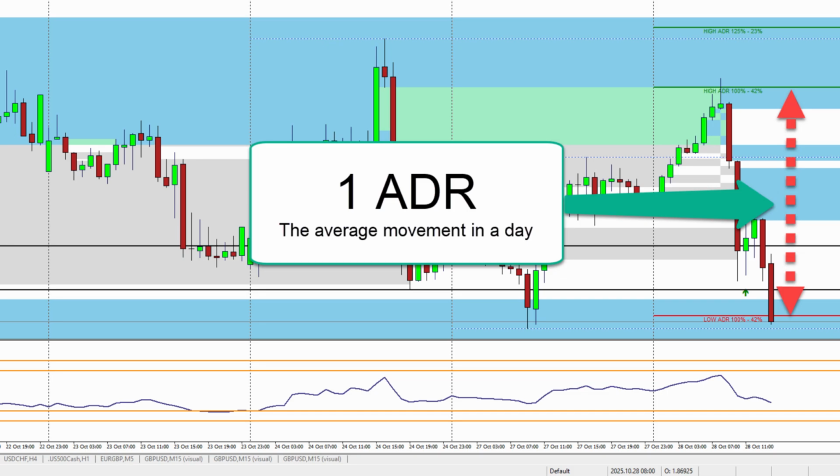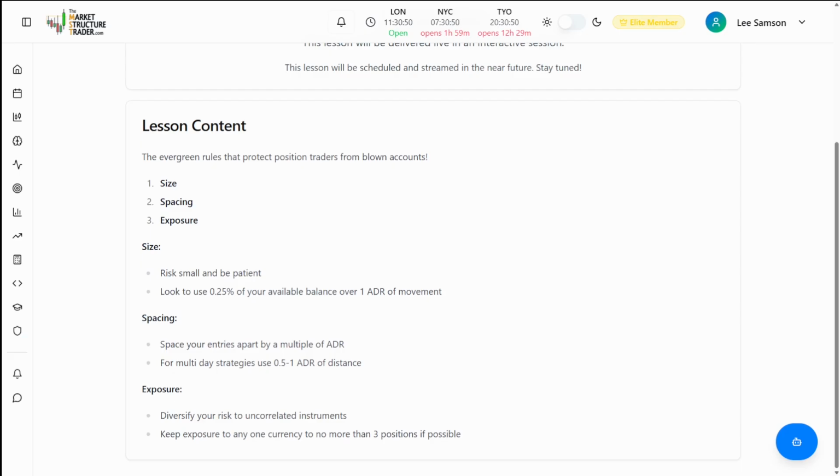So let me just say that again. It's 0.25% over 1 entire daily range of movement on the symbol that you're trading. Not 1%, not 2%, 0.25%. This sounds incredibly small to most traders, and that's exactly the point. We're not taking one entry and hoping that it works. We're scaling in and out of market movement, and we're building a position as the market moves against us, if in fact it does move against us.